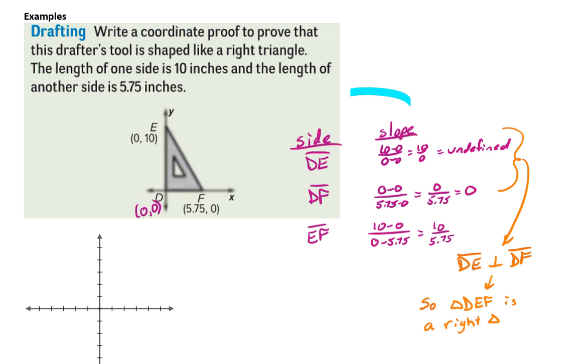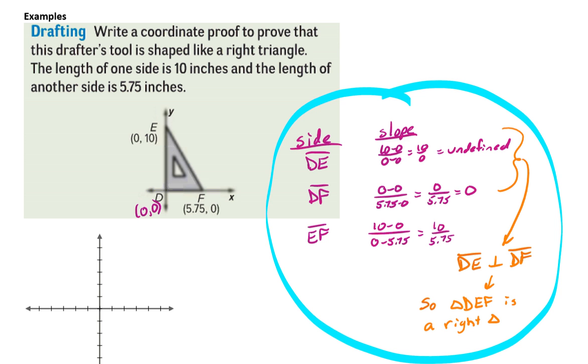And all of this is my coordinate proof because I found the slopes, showed that I have two segments that are perpendicular, which makes a right angle. So my triangle is a right triangle. Please notice it looks very, very different from what we're used to doing with proofs. Most of this proof is just showing my work using distance formula, slope, or midpoint formula with a short explanation of what that work means.